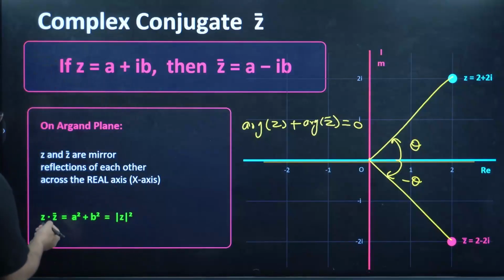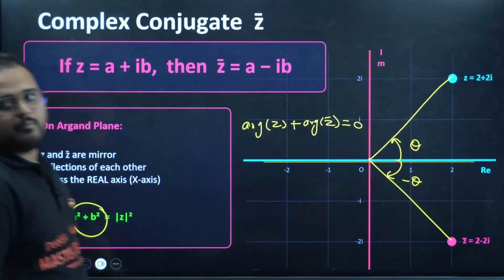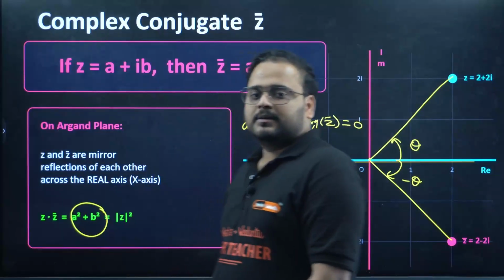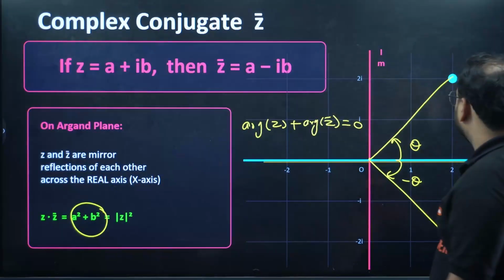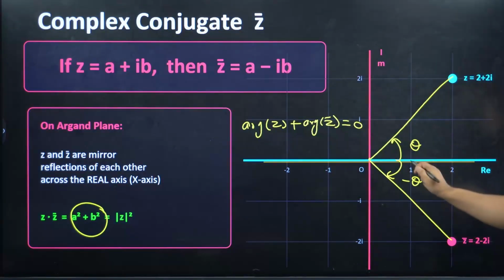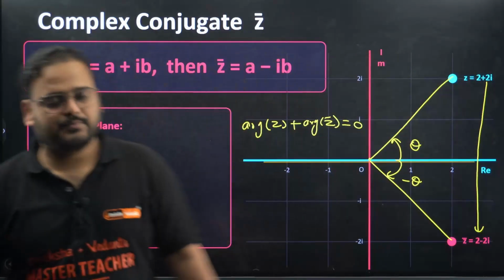And if you multiply them, z into z bar, you'll end up with mod of z the whole square. Of course, this looks the same. This is the mirror reflection. Check here, 2 plus 2i and 2 minus 2i: across the x-axis, y is changing sign from plus 2 to minus 2.